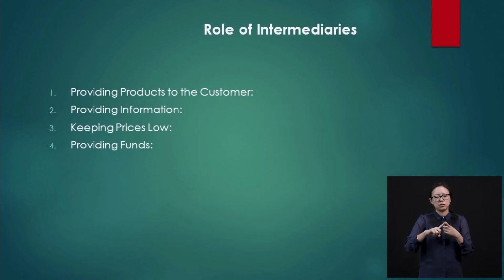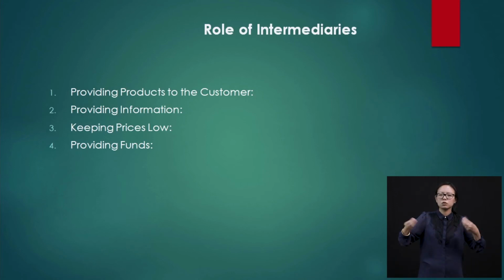Now, what is the role of an intermediary? The first one is that it provides the products to the customer. If it is a retailer, you go to the retailer, you go to the shop. The normal kind of shop is a retailer. Whatever shops that you have in the market are all retail shops. That retailer will have the product for you and they will be giving it to you.